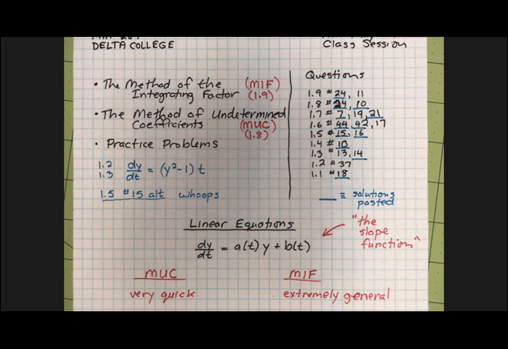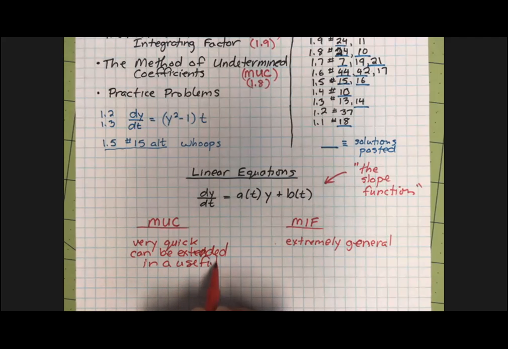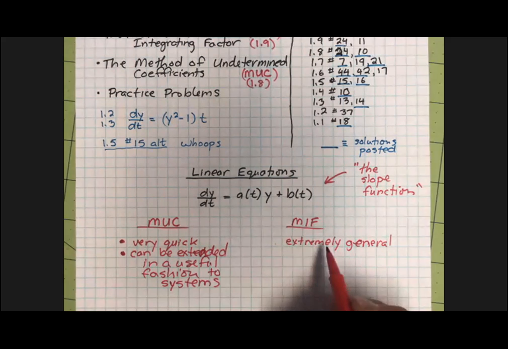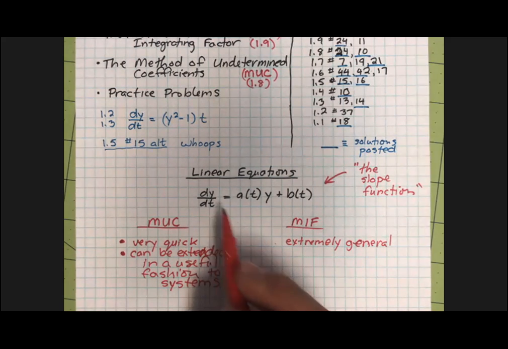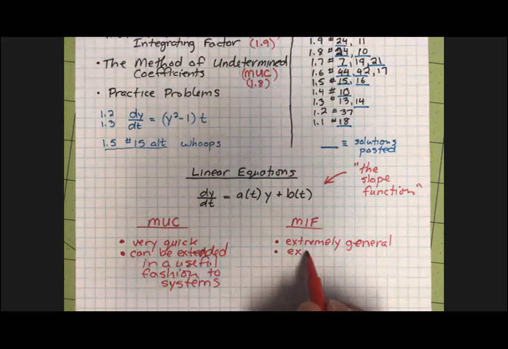Here's another point in favor of the method of undetermined coefficients. As we extend our work into systems in chapter 3, this can be extended in a useful fashion to systems of equations, which we haven't talked about yet, that's chapter 2. And the method of the integrating factor is usually about functions and not systems. Can't be extended as effectively.